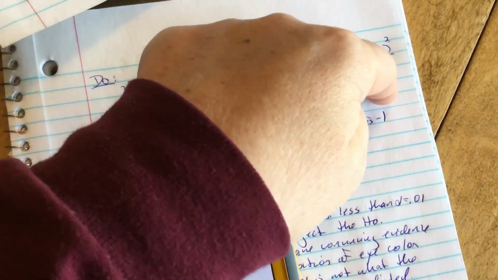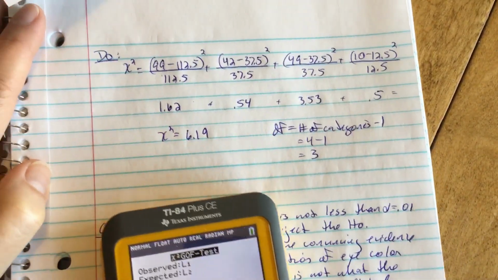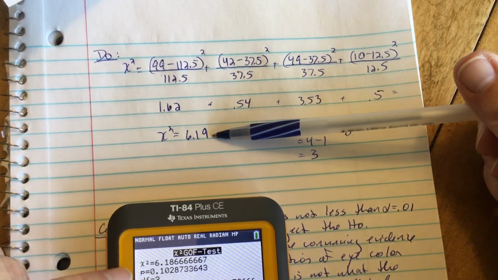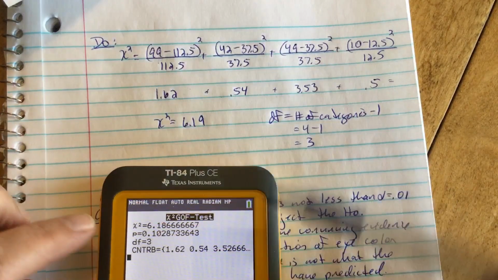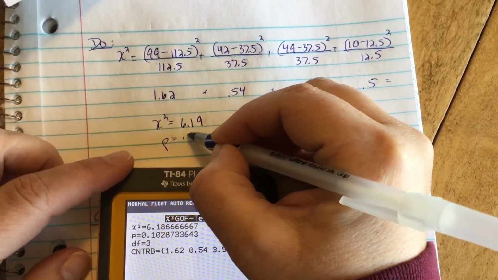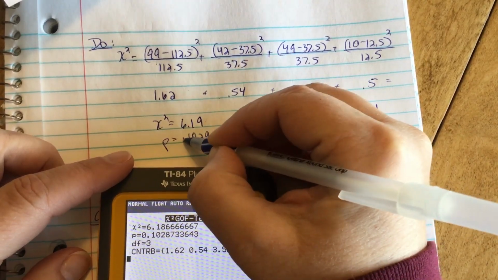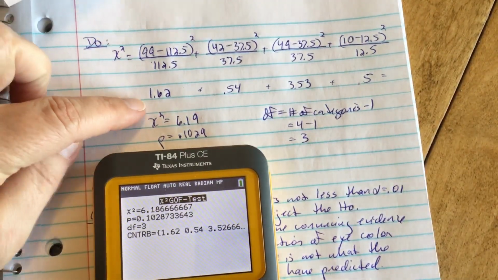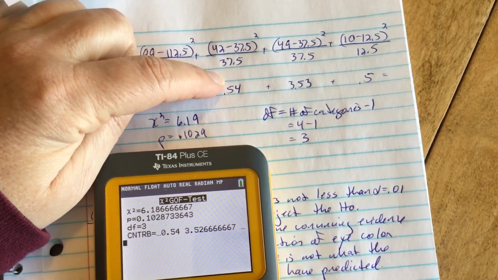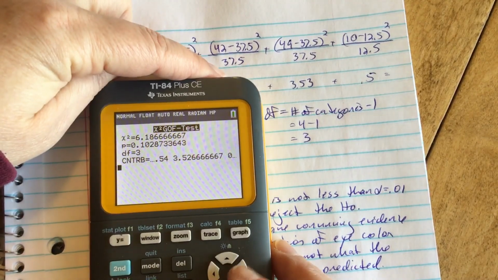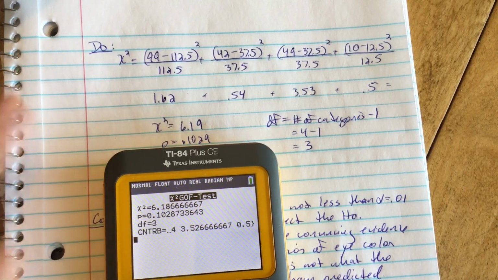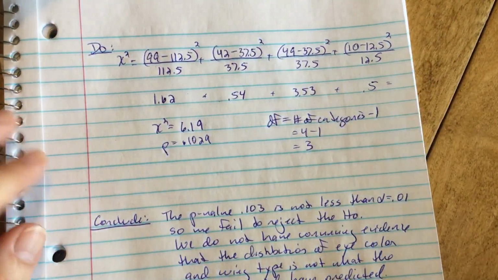So I can check all this. I'm not going to draw the curve. You don't need the curve. So I'm going to calculate. There's my chi-square, got that. My p-value, 0.1029. And then I'm going to check each component of my chi-square statistic. So there's my 1.62, there's my 0.54, and again, I'm just scrolling with my little arrow right here. 3.53, and then 0.5. So I feel good, got it all right, I'm happy.